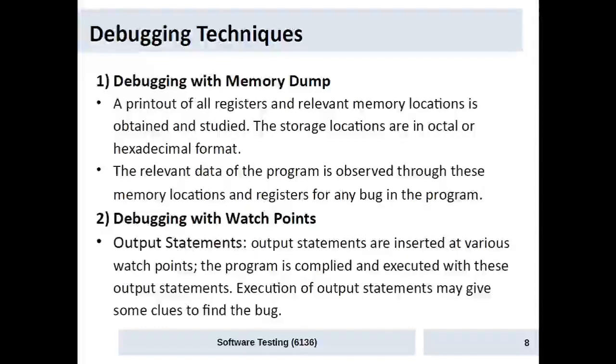So these output statements may give some clue regarding what could have caused the error, and we will be able to find that bug. In this method, the program is modified to include the output statements, and we need to compile and run it. So every time we need to debug for an error, we need to make a program change to insert these statements and then execute them. Then once the error is fixed, we need to remove those output statements from the program.